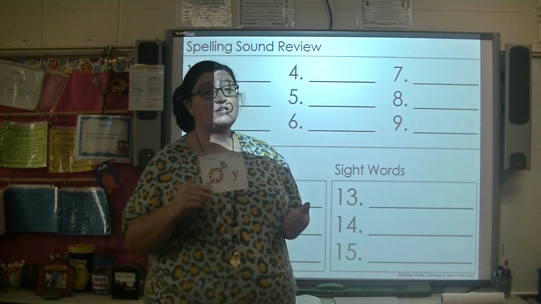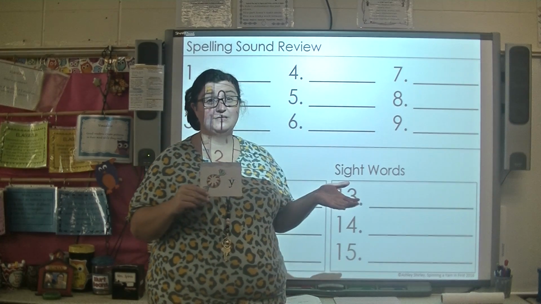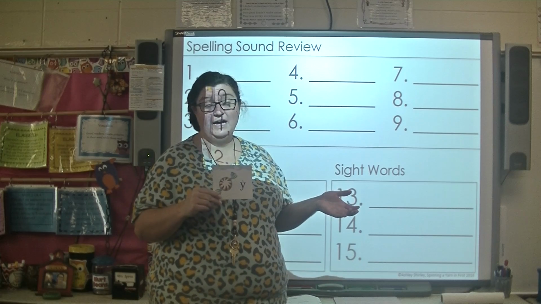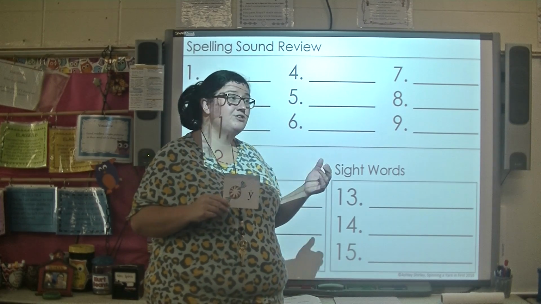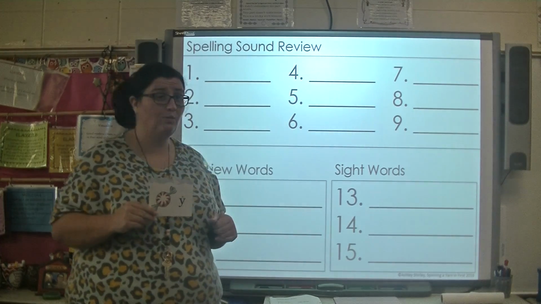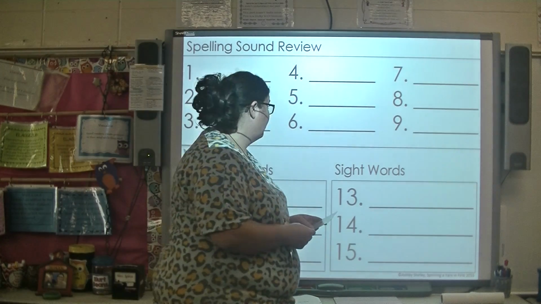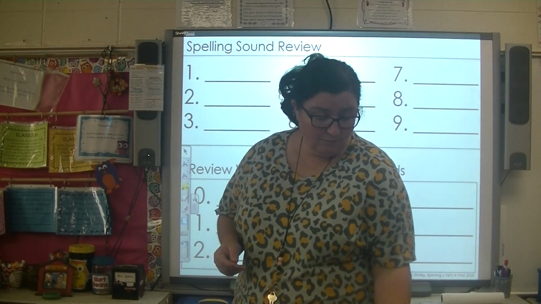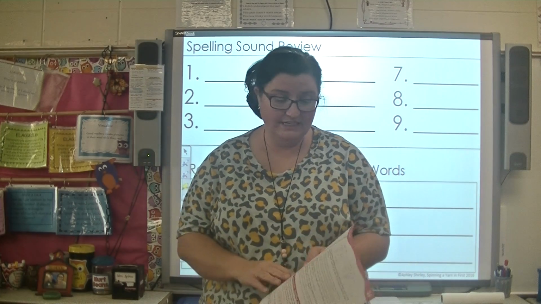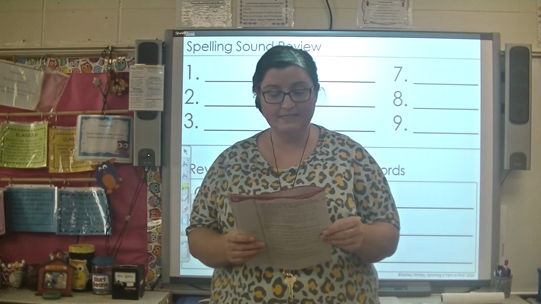And Y can also be a vowel in the medial position as well. Remember, it can make different sounds. It can make the long I sound or the short I sound. You just have to look at the word. All right. Let's spell some review words today and do some sounds.